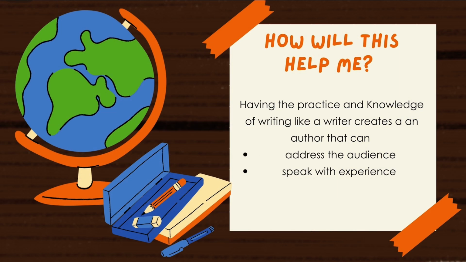And how will this help me? So having the practice and knowledge of writing like a writer is going to create an author that can, one, address the audience correctly, and two, speak with experience. So first, address the audience. What do I mean with addressing the audience? So, writing, like I said, you're writing for a purpose. You're writing to convey a message or to give the information that you found about the research of a topic, or to just rant if you want. But there's always an audience. So writing is addressing the audience correctly.